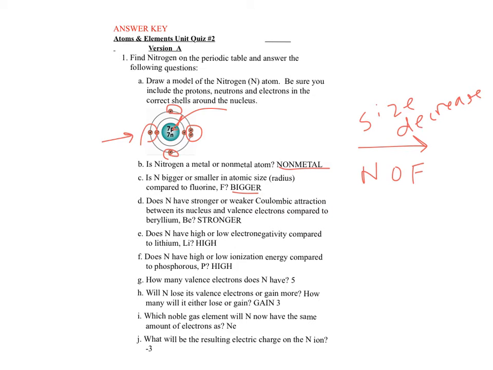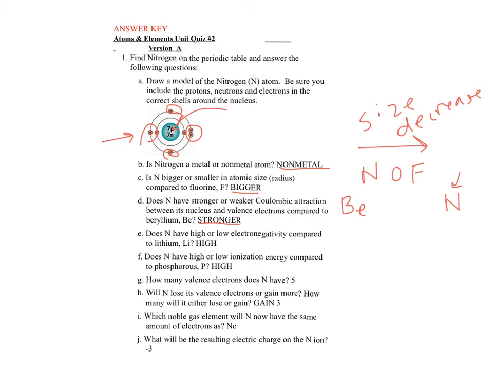In 1D, it asked, does nitrogen have a stronger or weaker Coulombic attraction compared to beryllium? If you look on your periodic table, beryllium's way on that left-hand side versus nitrogen on that right-hand side. So nitrogen is going to be stronger in Coulombic attraction than beryllium. Nitrogen has more protons in its nucleus and is on that right-hand side. So it's definitely stronger.